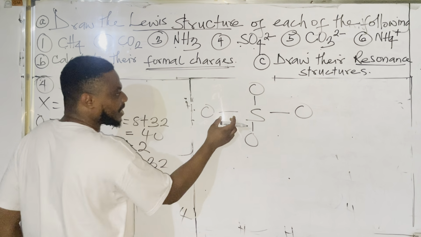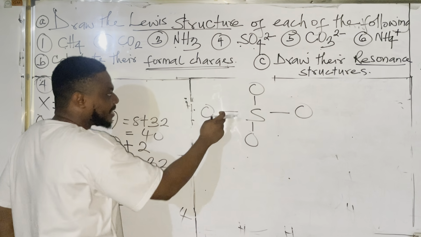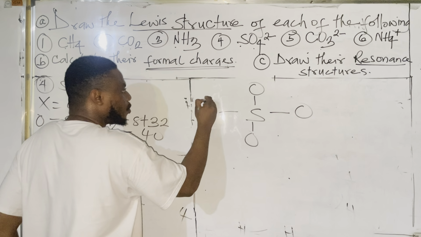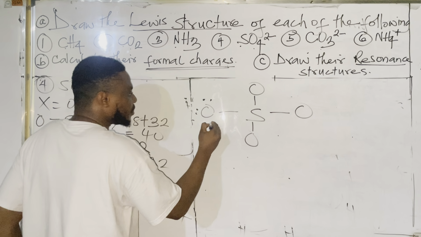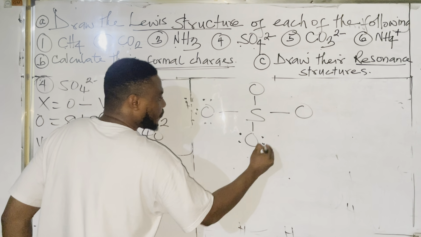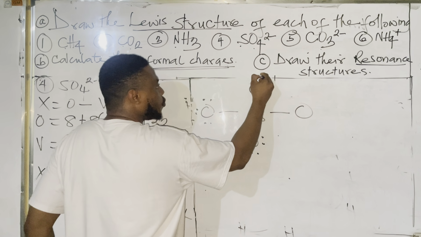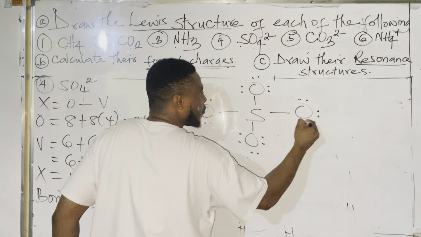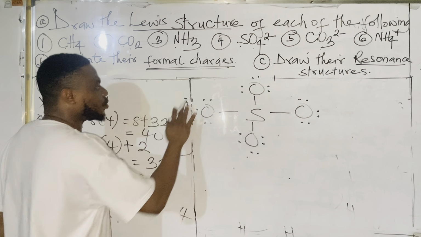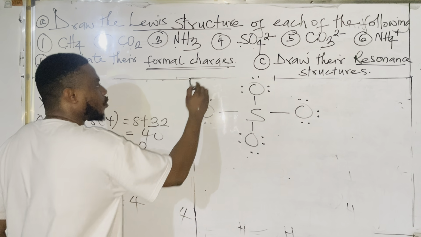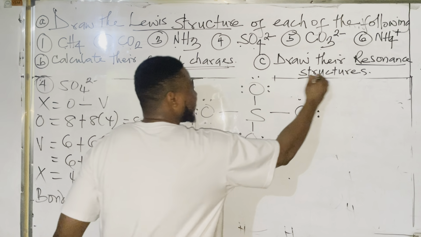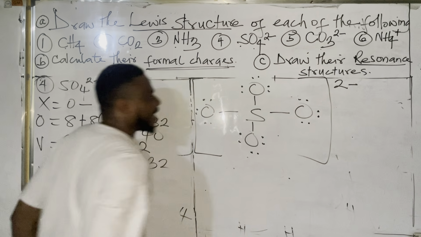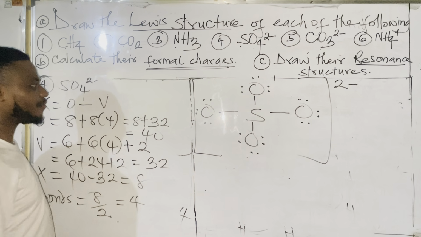Now look at this oxygen here. It has only 2 electrons, which means that it needs 6 more. 1 bond needs 6 more. So you write 2, 4, 6. You come here, 2, 4, 6. So this is the Lewis structure. When you draw the Lewis structure of a charged compound, you put brackets like this, and you write the charge outside. The charge is 2 minus. So this is the Lewis structure of SO4 2 minus.